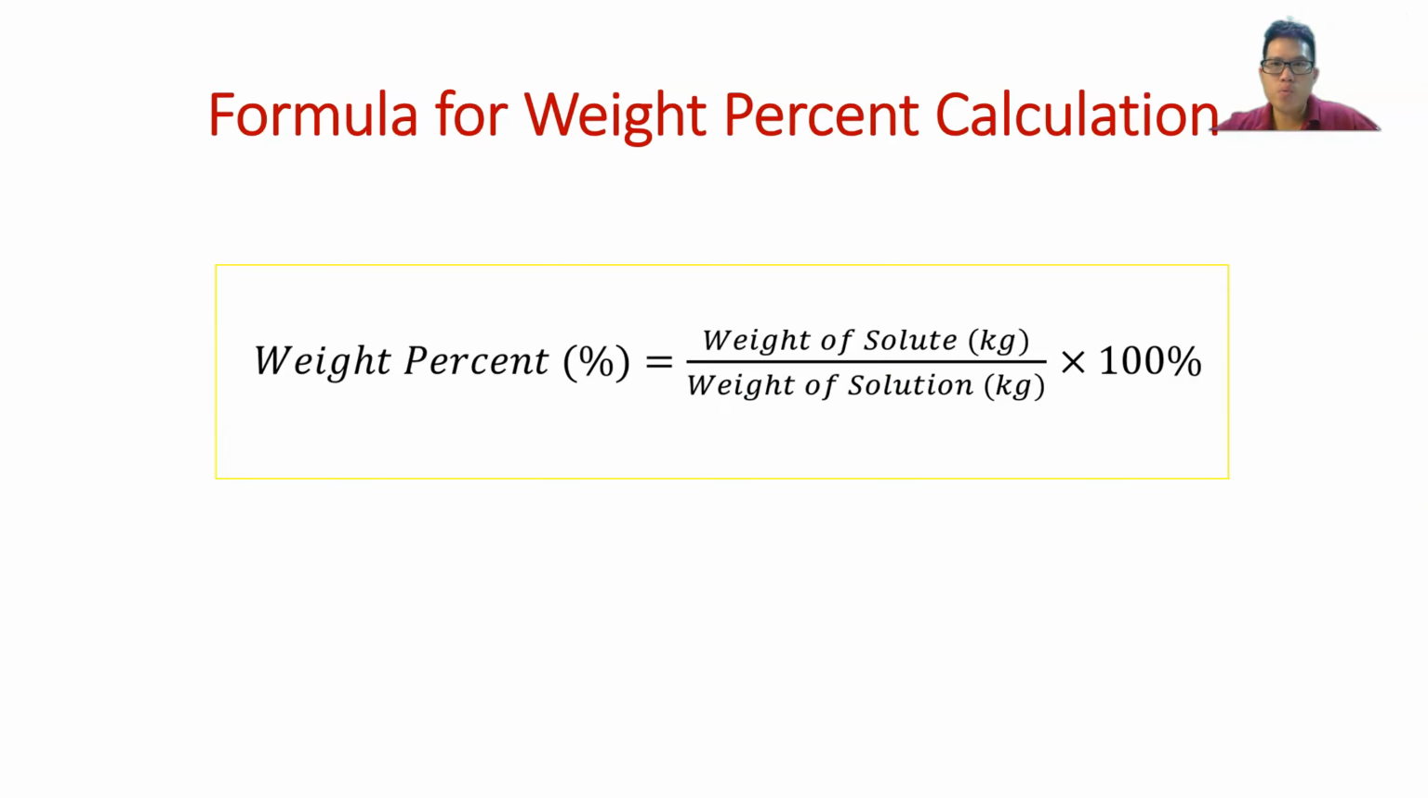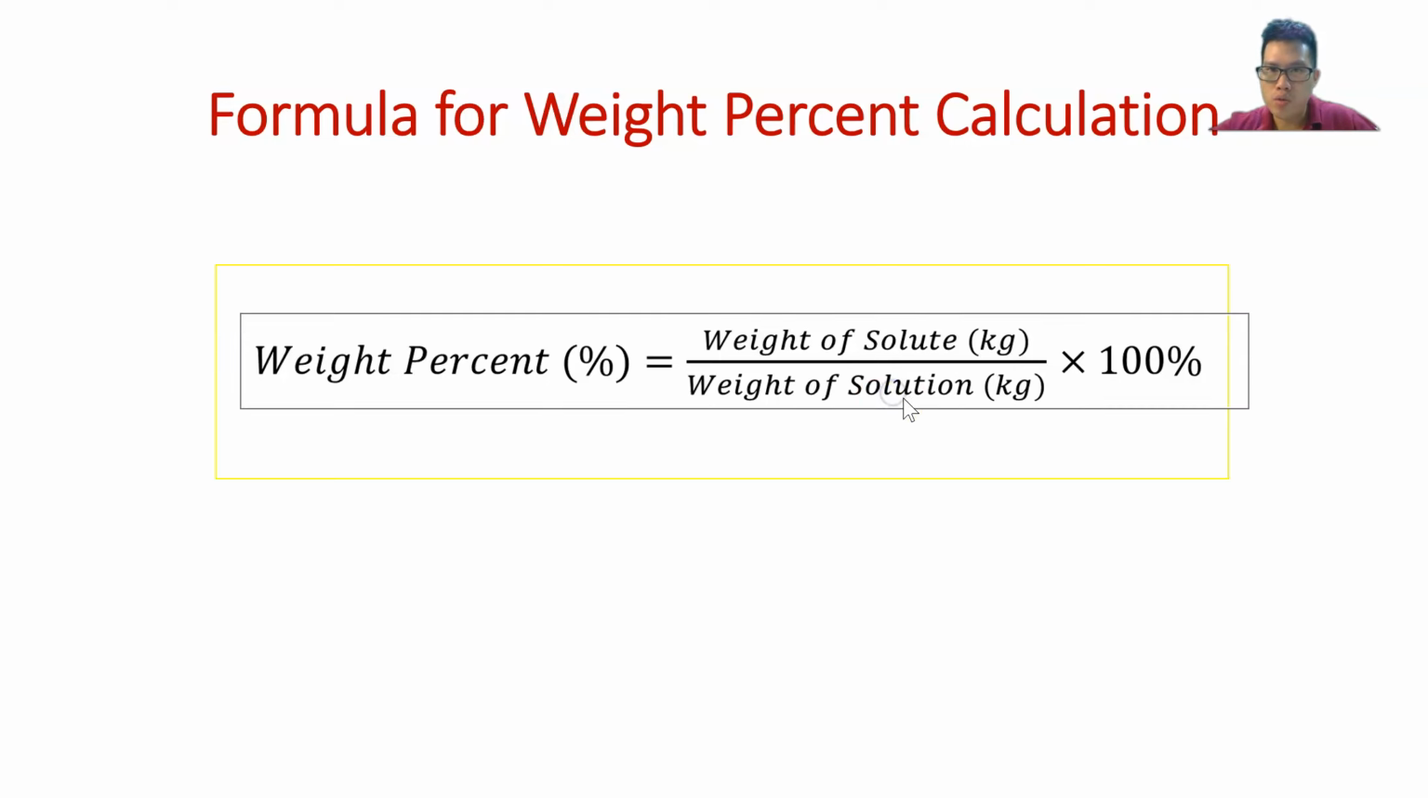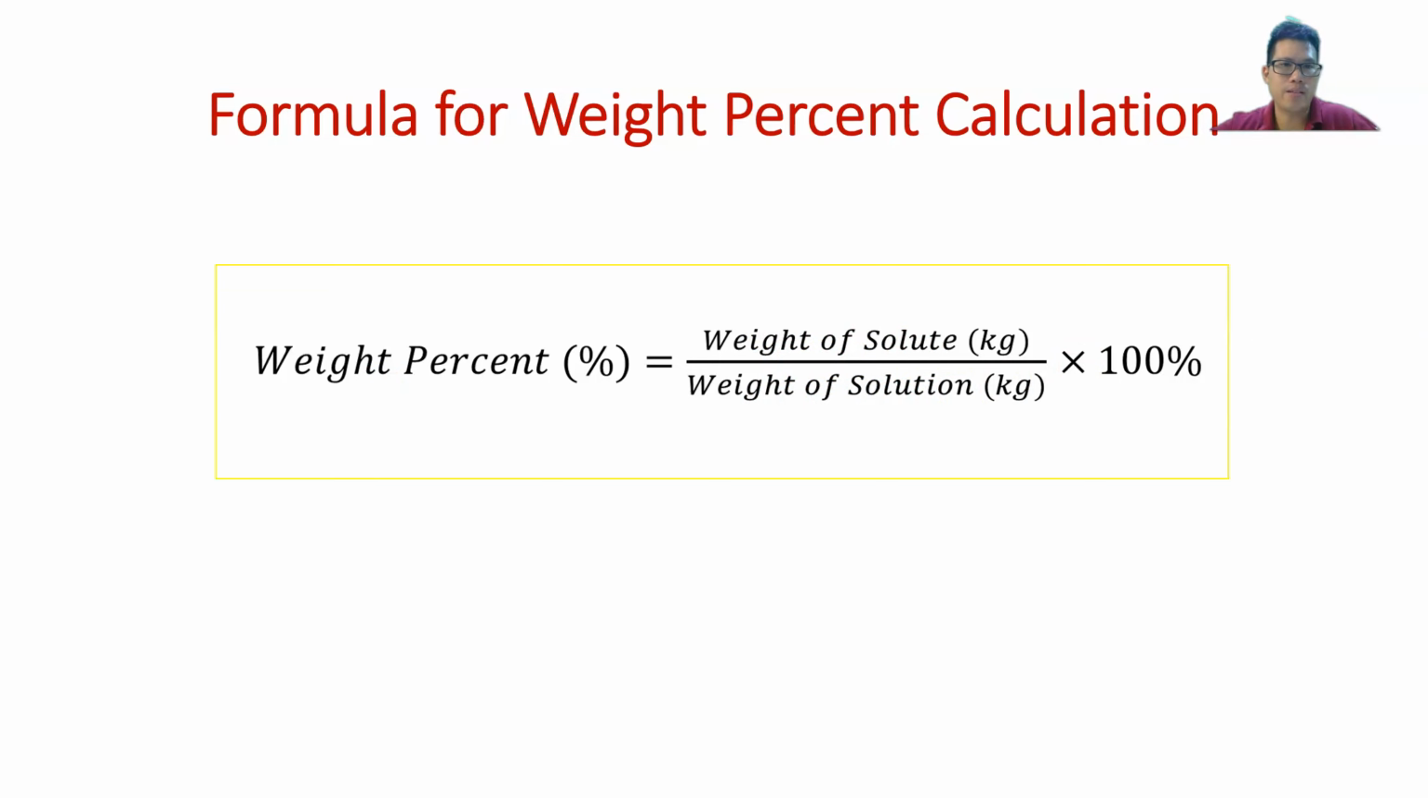How about weight percent? Weight percent is where the weight of solutes, in kg or gram, doesn't matter as long as the two are the same, is divided by the weight of solution. Make sure it is the weight of the total solution, which means solute plus solvent, the final weight of the solution, a combination of the solute and the solvent. So weight of solute divided by the weight of solution times 100%. This is what we call weight percent.